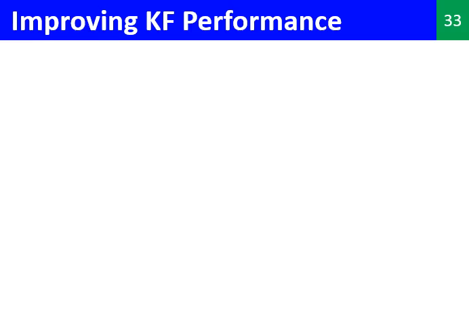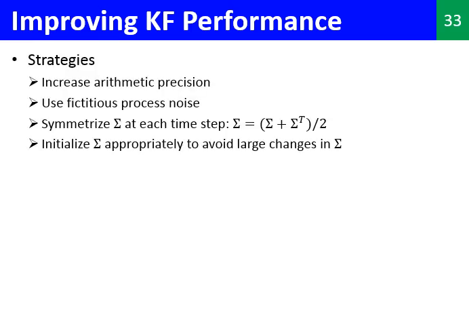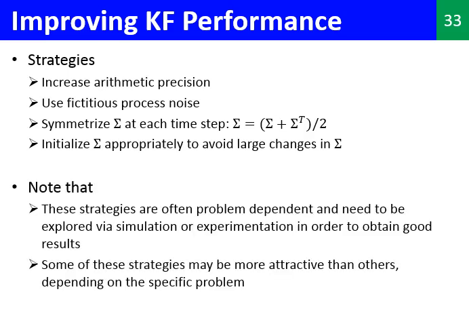There are some basic strategies we can use to improve the Kalman filter performance. We can increase arithmetic precision. We can try to use fictitious process noise. We can also try to symmetrize the covariance matrix at each time step. And we can also initialize the covariance matrix appropriately to avoid large changes. Now it is important to note that the effectiveness of these strategies depends on the application, and we need to do simulations or experiments to check for validity.